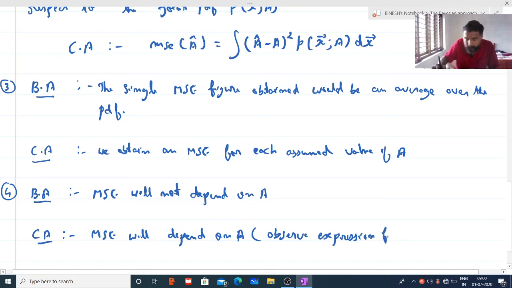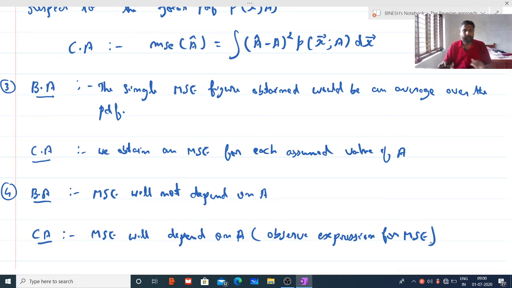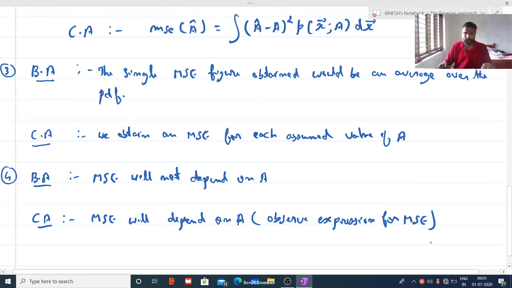Observe the expression for MSE that I had discussed in the previous case. These are the four differences between our classical approach as well as the Bayesian approach, regarding the MSE, that is the mean square error of the Bayesian approach and the mean square error of the classical approach. So don't confuse them.